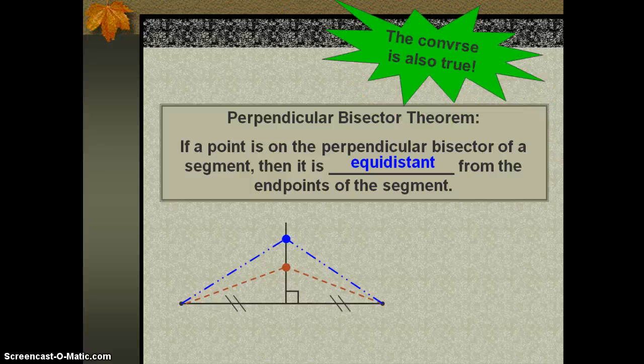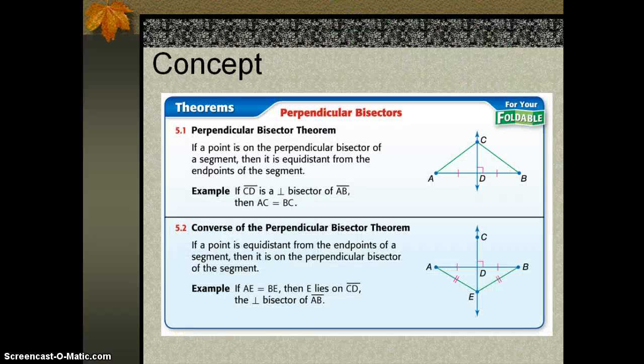The converse of this is also true. So these are actually the definitions out of your book. A perpendicular bisector theorem: if a point is on the perpendicular bisector of a segment, then it's equidistant from the endpoints of the segment. So CD is the perpendicular bisector of AB, which means that AC and BC would be the same length, because this is a point on that perpendicular bisector.